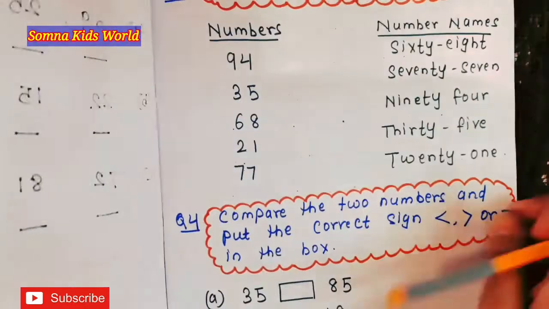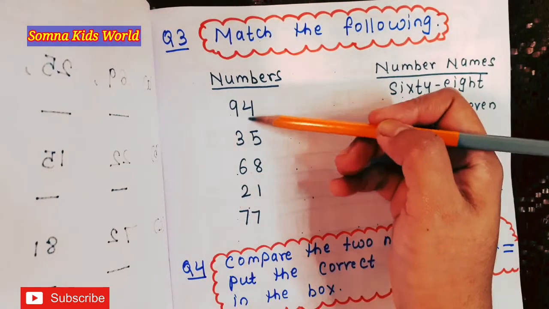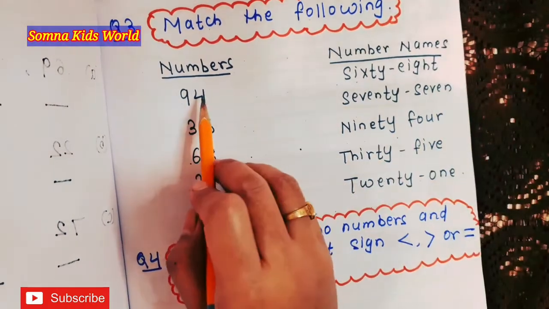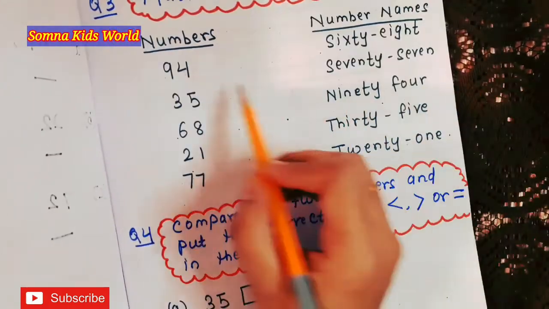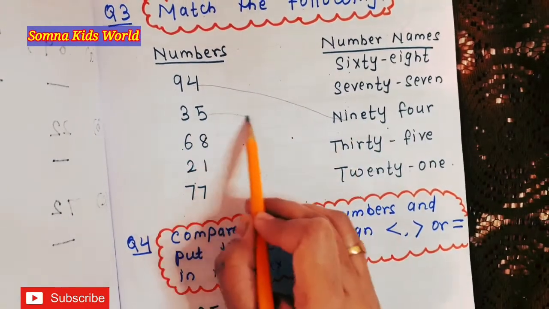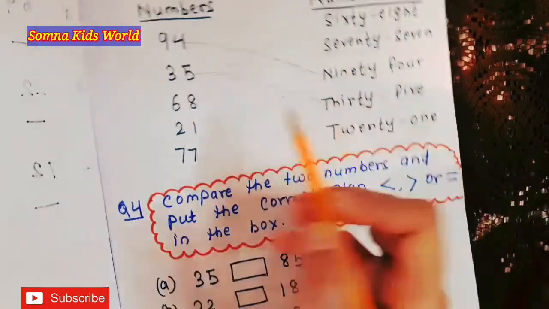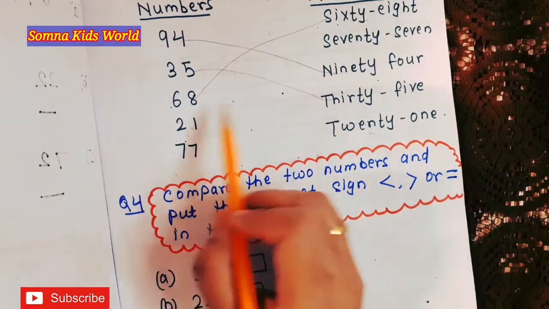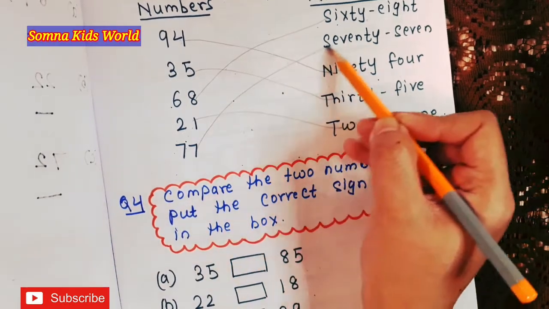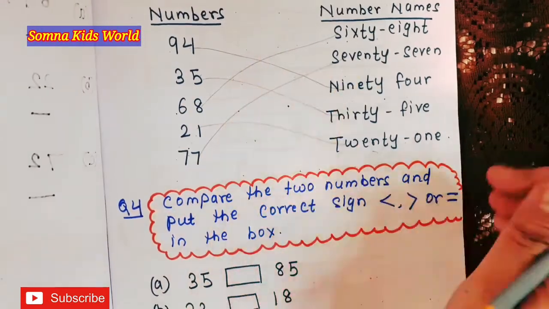Next question is, match the following. Here on this side I have written some numbers and they have to match them with the number names. Like 94, so here is 94. 35, here is 35. 68, so the number name of 68 is here. 21, the number name of 21 is here. 77, so this is 77. So this is all about numbers and number names.